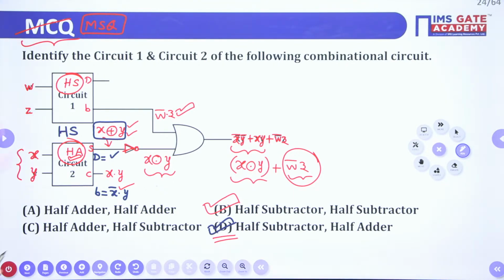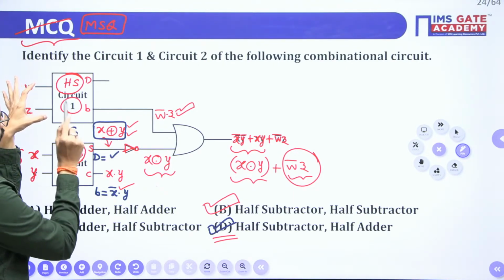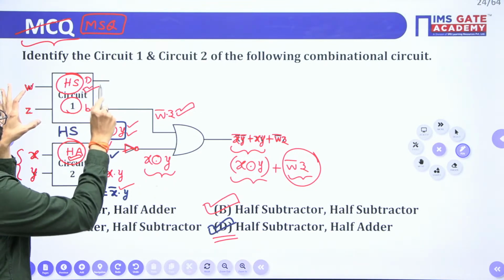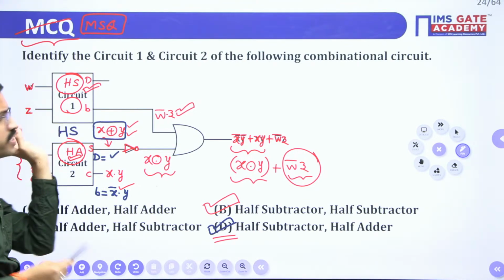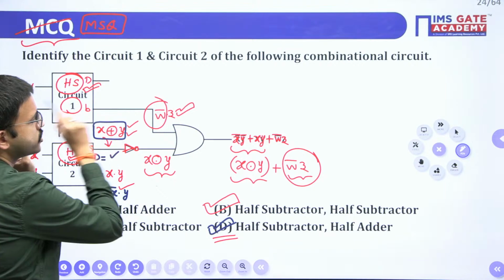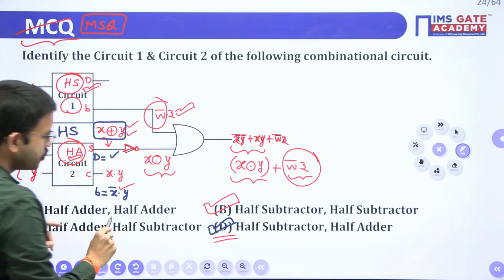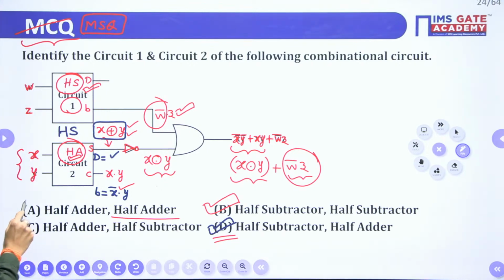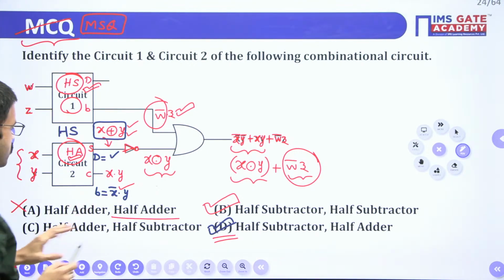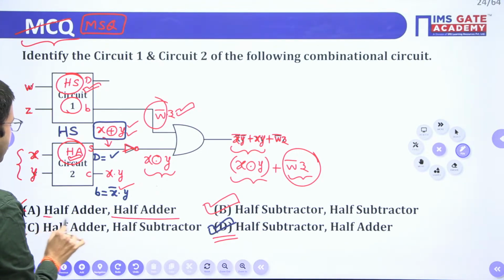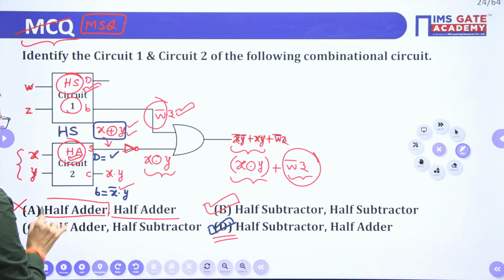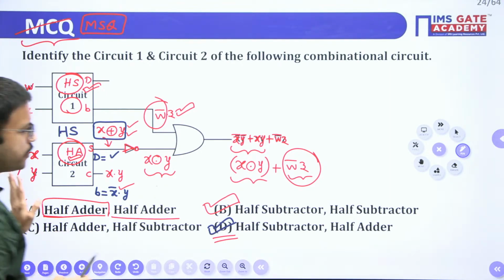And then here see, circuit 1 should be mandatory half subtractor, because here you want the complemented version. Complemented version will be possible only with the help of half subtractor. So here you are having a half adder, so it is not possible. Here, the first circuit is a half adder, not possible, so you can eliminate.